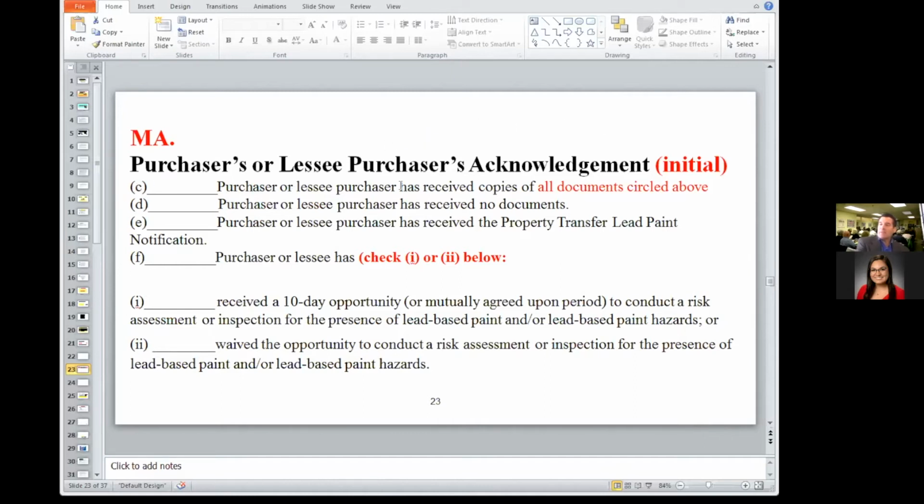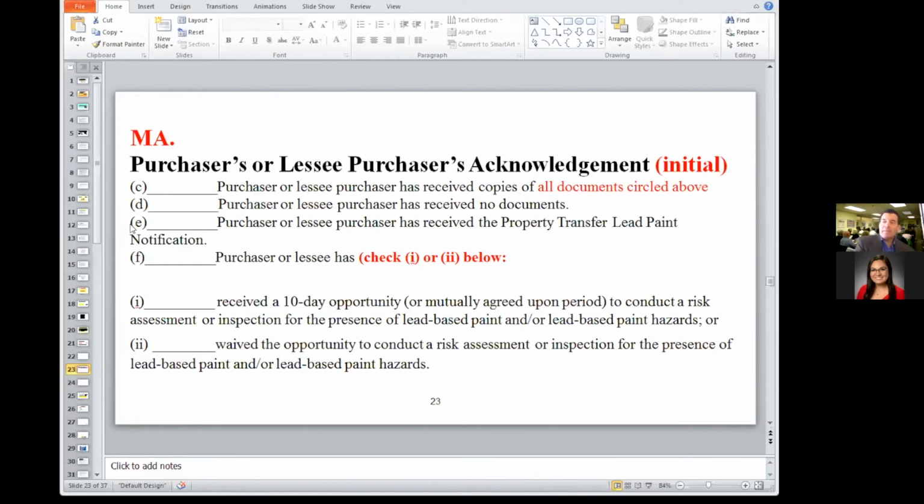C, purchaser received copies of those documents circled above. Hey, Joe, did you get copies? I just handed it to you. Look at them. Those are copies. So Joe, I need you to initial right over here that you received them. Joe might say, no, I never got them. You're a liar. I don't have them. I didn't get them. Nobody gave them to me. Well, then I guess you better initial right here where it says you didn't get any.